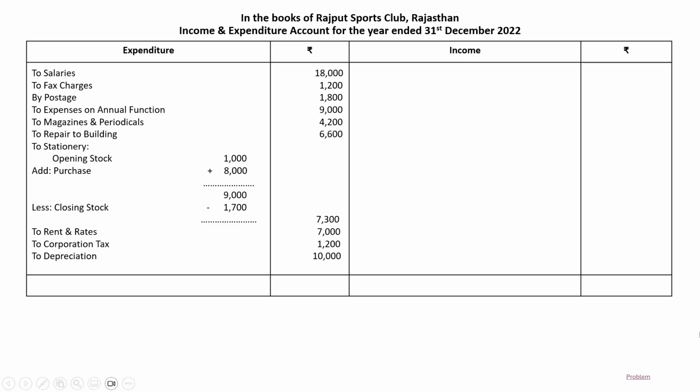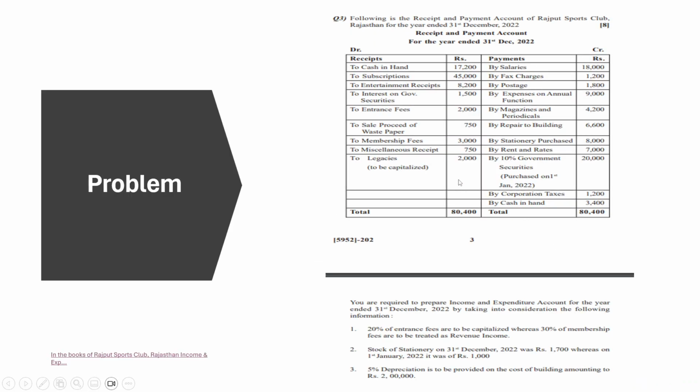So in this way, the expenditure side is now completed. Okay? Clear? Understood? Now we are going to show the amounts on the income side. On the income side, first of all, what? To cash in hand. What is cash in hand? Again, it is capital income, and capital income is never recorded on the income and expenditure side. It will go to the balance sheet. So we are not recording this on the income side.